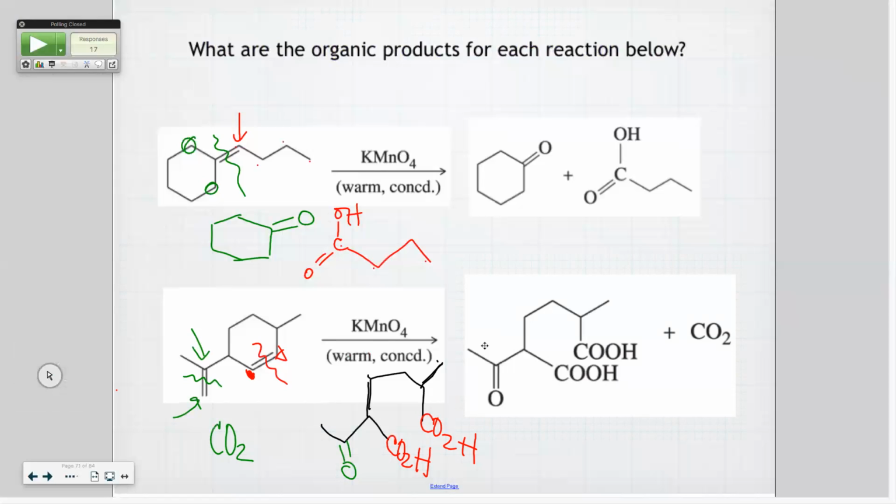If it has 2 H's, you get CO2. If it has 1 H, you get carboxylic acids, and if you have no H's, 2 R groups, you get a ketone. Those are the only 3 options that you can get with KMnO4. So notice that the number of carbons in your products should still match. Don't be adding extra carbons by accident. Keep that in mind.